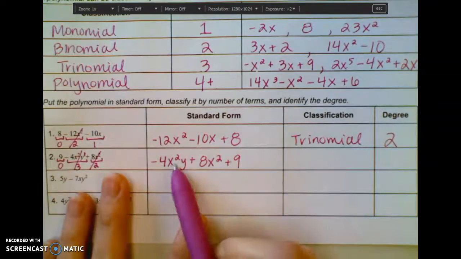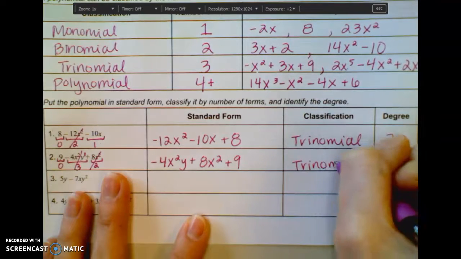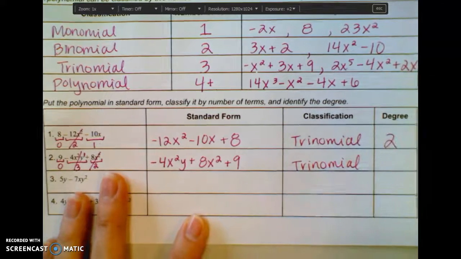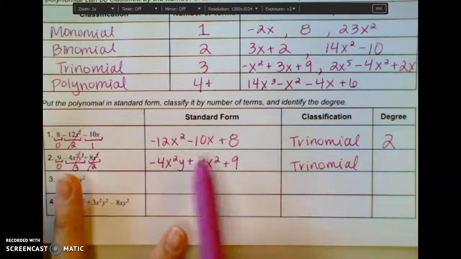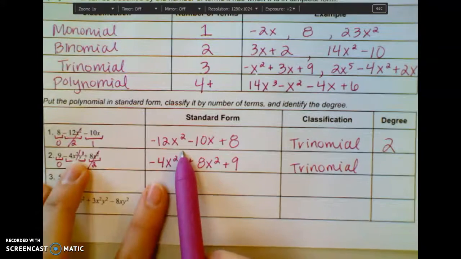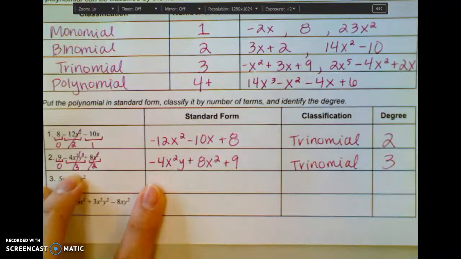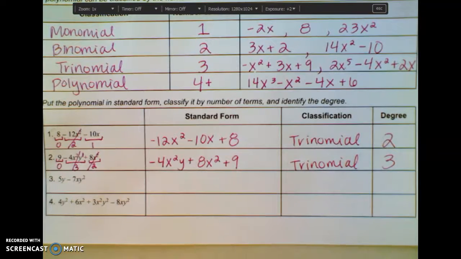Well, again, this has 1, 2, 3 terms, so it's a trinomial. And we need the degree. So for the degree, if it's in standard form, we can look at the degree of the leading term. Well, that degree we said is 3 because x squared plus y to the first, that 2 plus 1 is 3. Go ahead and try numbers 3 and 4 on your own. Pause the video and then start it once you finish.